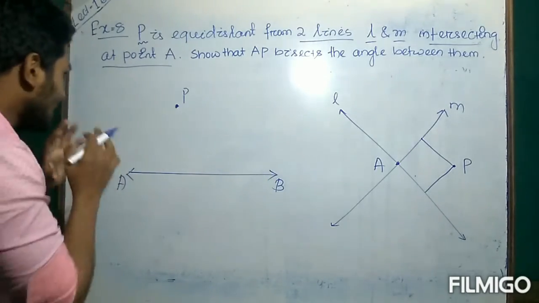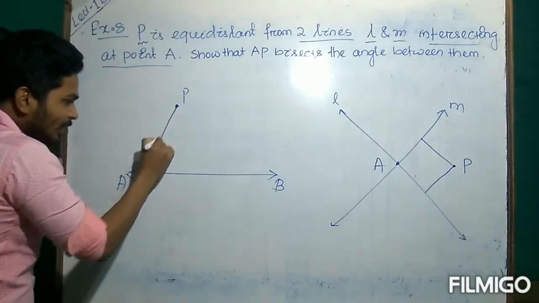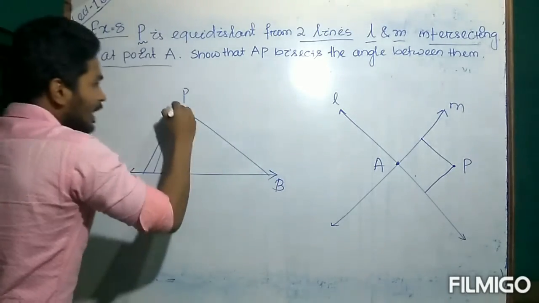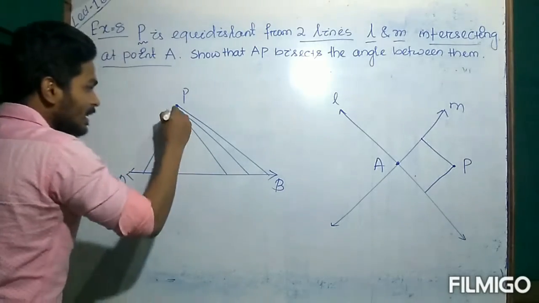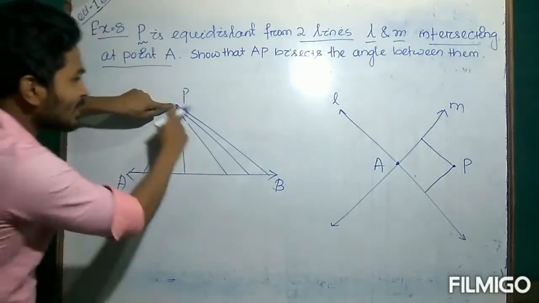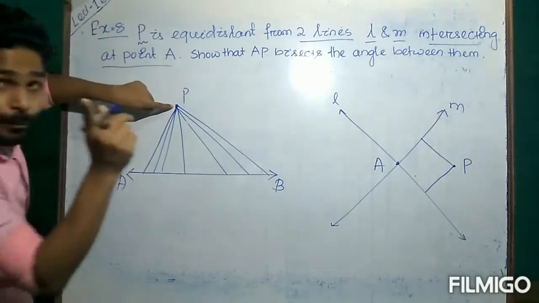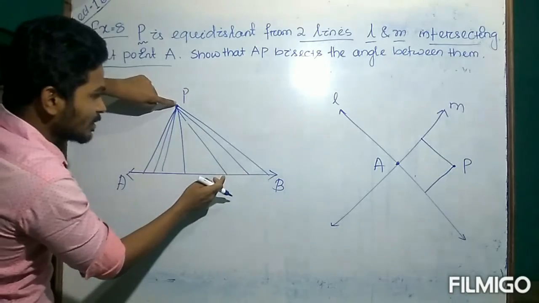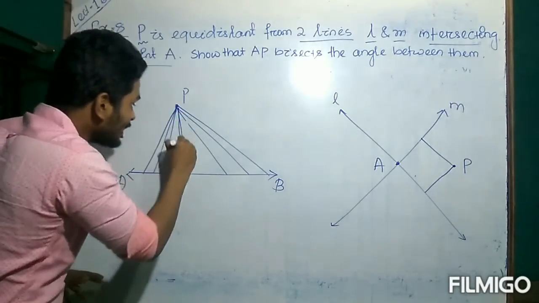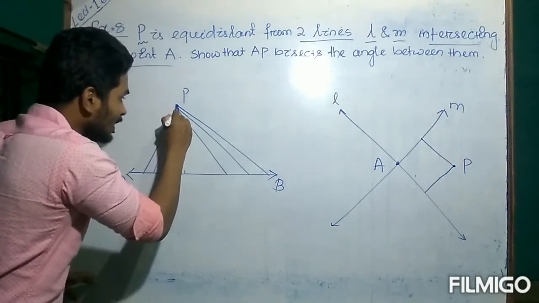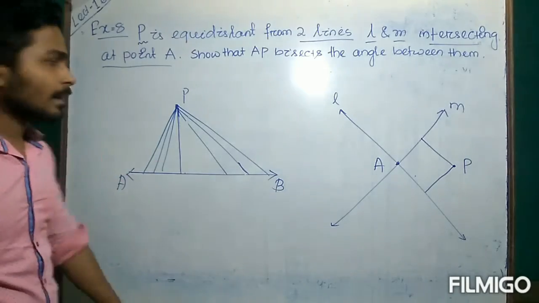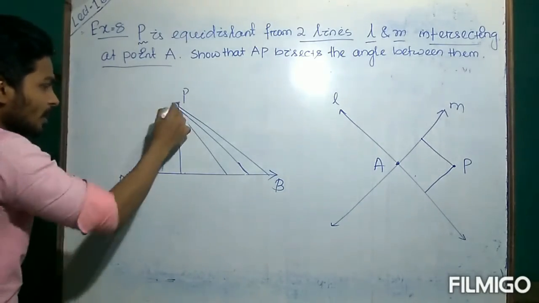How can we find it? Suppose I join P to many different points on the line. These are the distances from P to the line, yes or no? Yes. This is a distance, this is also a distance, and these are also distances. Then tell me, which one is the exact distance between the point and the line?